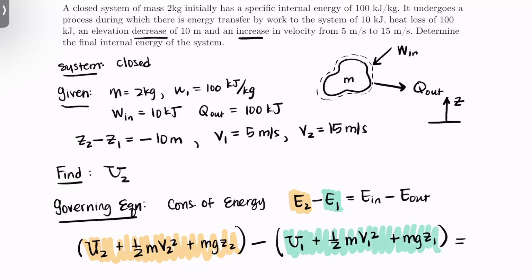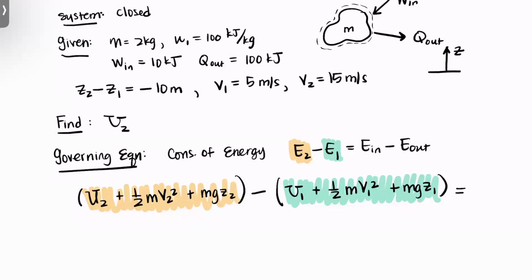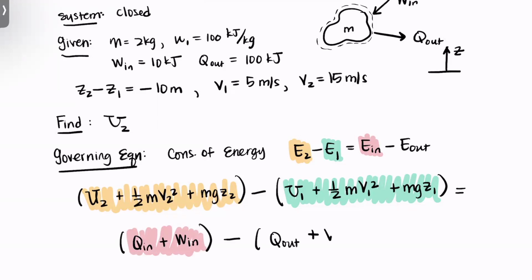And that is equal to E in, which is Q in plus W in. I am not doing E mass because this is a closed system, right? So we don't have it. So this is our E in. And then we have minus Q out plus W out.